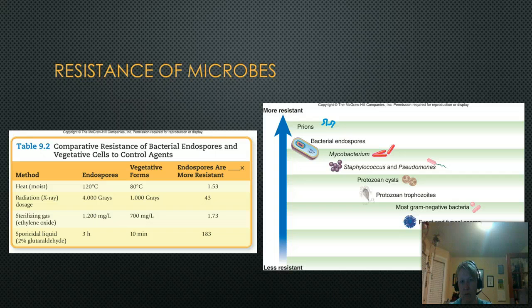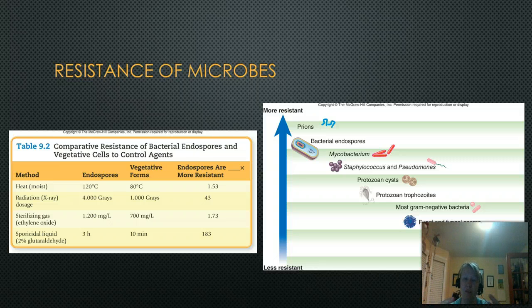That's a big question, right? And so what you can see here is a listing from more resistant to less resistant microbes. And we've talked about this a lot. We've talked about how spores are really hard to kill. And prions are actually even harder to kill, but we never really talked too much about prions because they're not something that's easily communicable, so we don't worry too much about them.